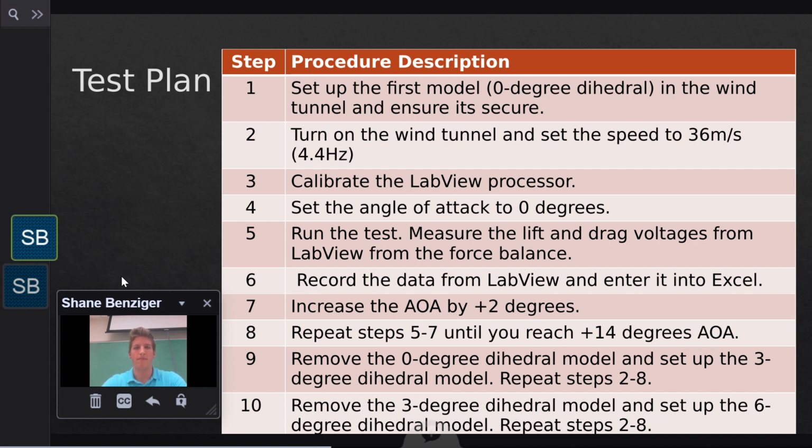We ran the test, measuring the lift and drag voltages from the force balance using LabVIEW. We recorded the data from LabVIEW and entered it into Excel after obtaining all of our voltages. We increased the angle of attack by 2 degrees, going up to an angle of attack of 14 degrees. We repeated steps 5 through 7 until this was achieved. We removed the 0-degree dihedral model from the wind tunnel, set up the 3-degree dihedral model and repeated previous steps 2 through 8, achieving the same thing for the 6-degree dihedral model as well.